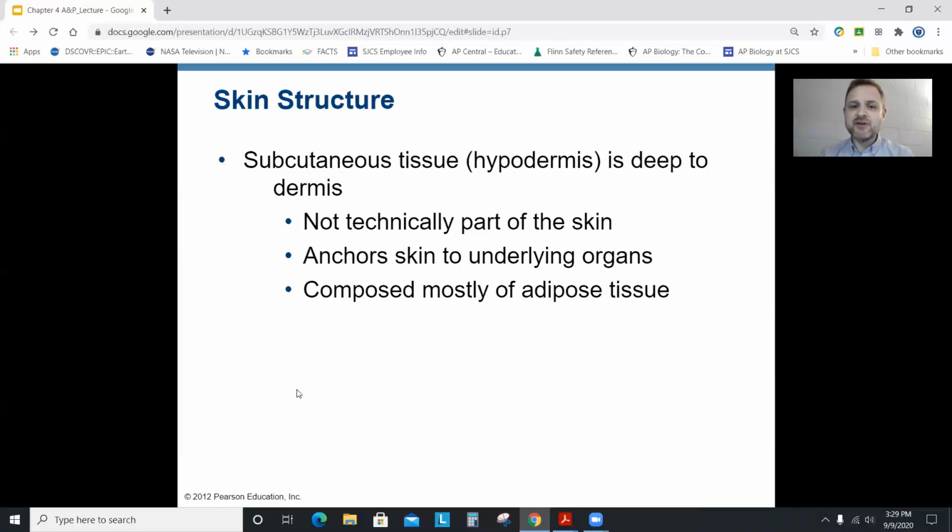Again, the area under the dermis is called the hypodermis. It's not technically part of the skin. It has two main functions. It helps anchor the dermis to the underlying organs. It's composed largely of adipose or fat tissue, which can be for cushioning. It can be for storing excess energy.